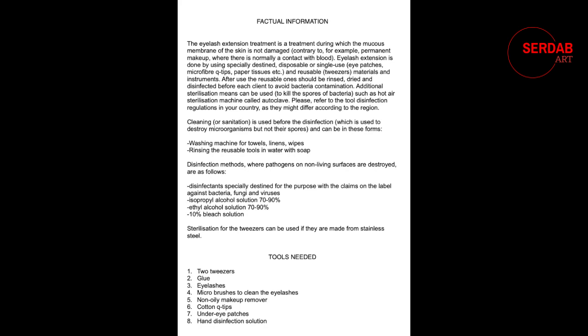Cotton Q-tips, under eye patches. Under eye patches, there are different types of them. They can be silk ones, they can be gel patches, or you can use little scotch pieces where you just cut the scotch in a couple pieces. Normally it's two pieces for one eye, or if the eye is very big, it can be 3, so that when you glue them, you adapt to the shape of the eye. And then the disinfection solutions for your hands, for the surfaces as well.